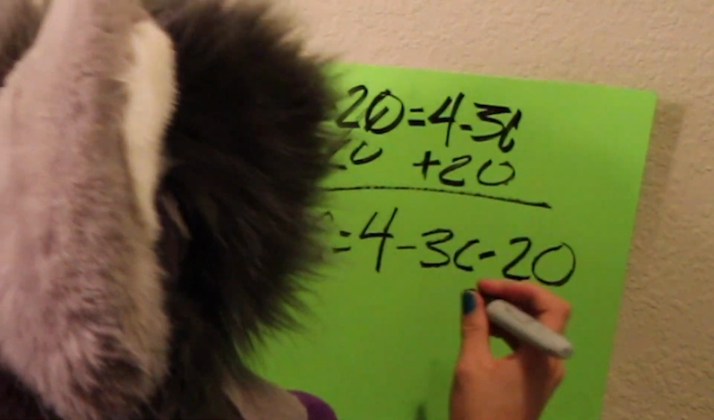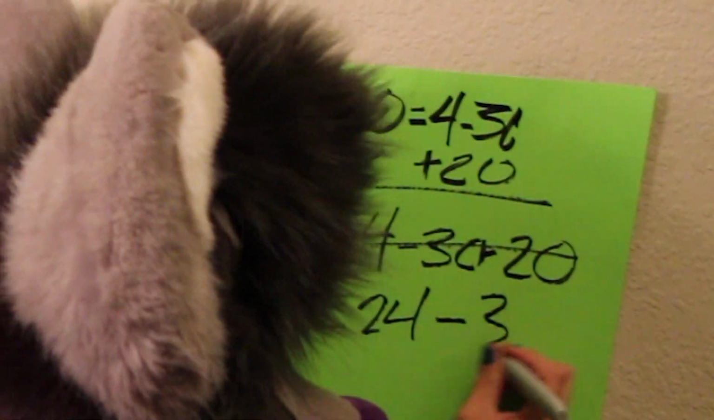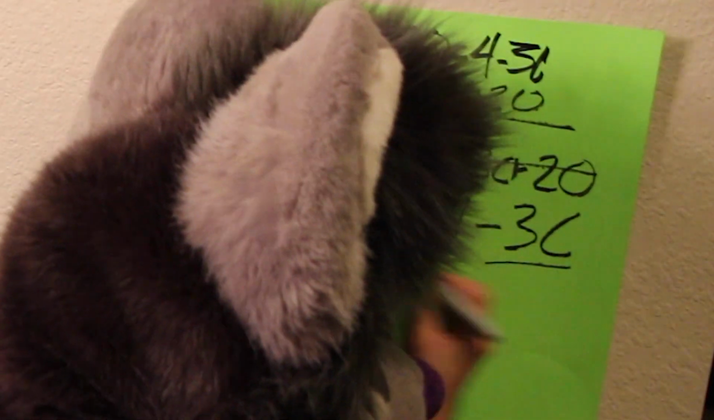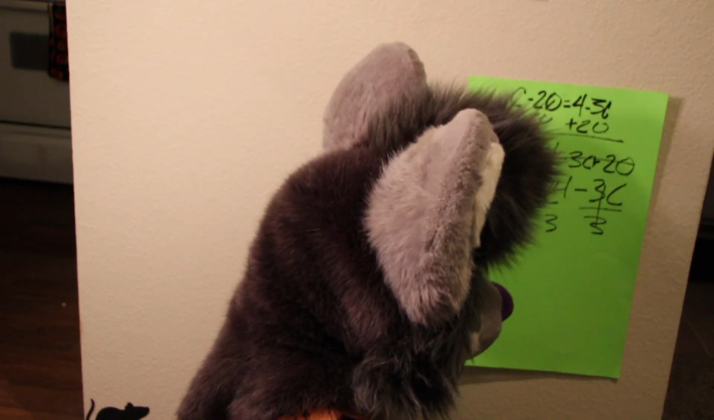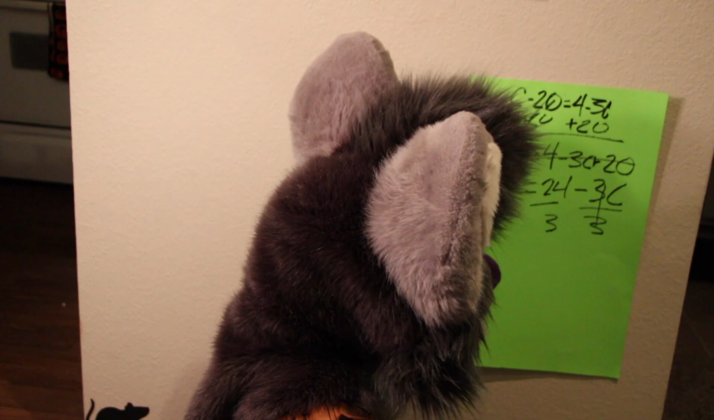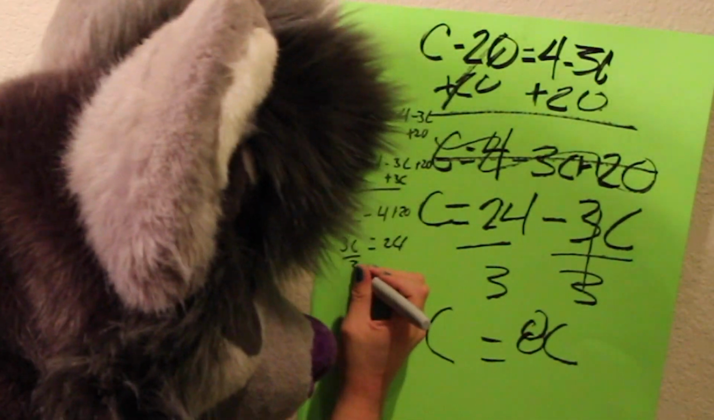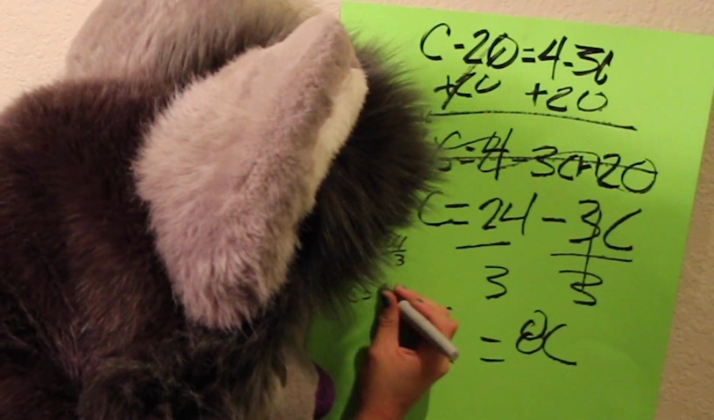I don't know which number I should be adding it to. Oh no, it would have to be add, so then I think it would just be C equals 24 minus 3C. And then I believe next what we would do is divide this by 3. And then that's going to make that just 8C. And we're going to divide that by 3. And that's going to be 8. C equals 8.